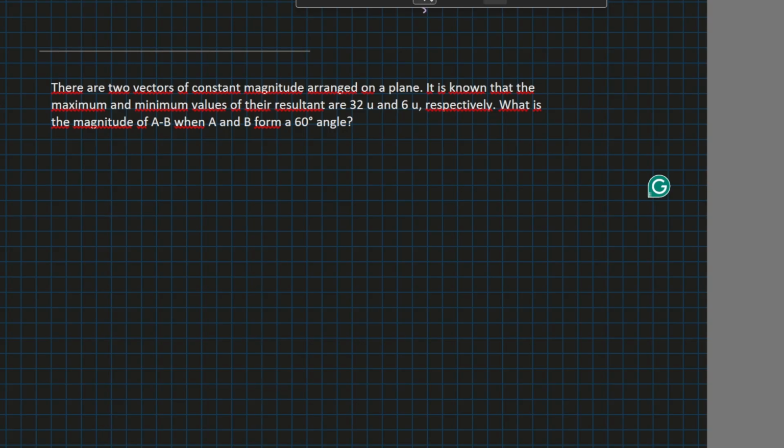Okay, so they ask to calculate the resultant of, let's call this vector B, and let's call this vector A, and the angle between them is 60 degrees. So what is the magnitude of A minus B when A and B form an angle of 60 degrees?